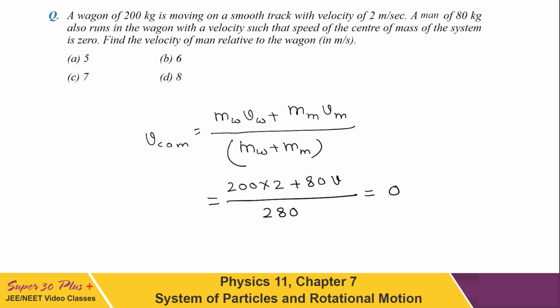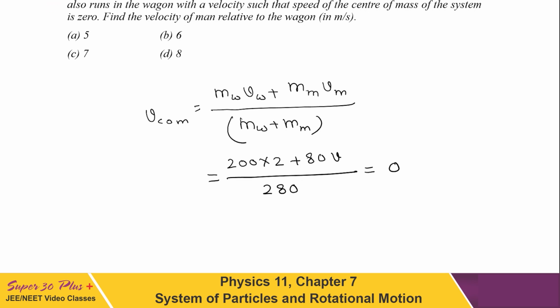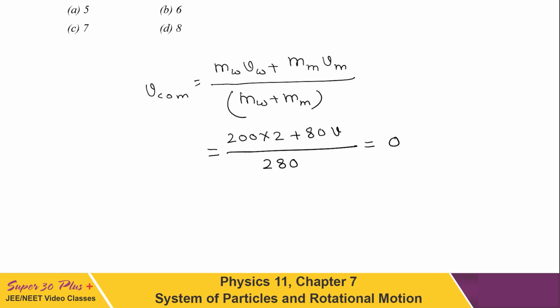So velocity of center of mass, if initially it was at rest, it has to be at rest even after this event. And velocity of center of mass we have to write to be equal to 0. On solving this, we will get v to be minus 5 meter per second. This is velocity of the man.